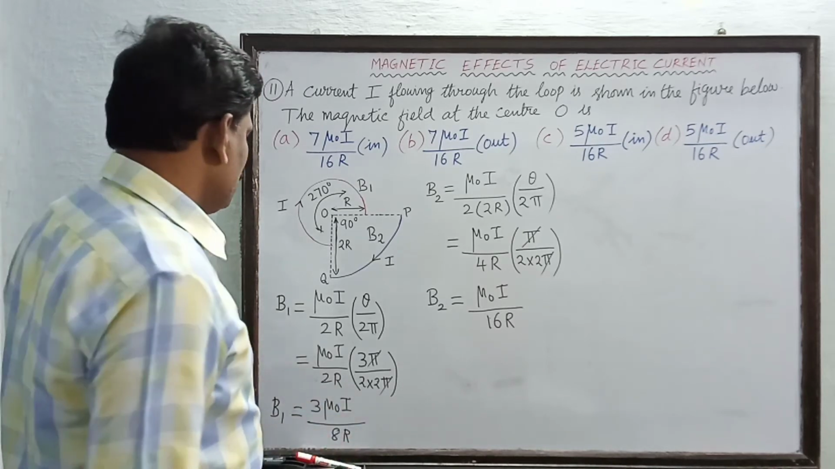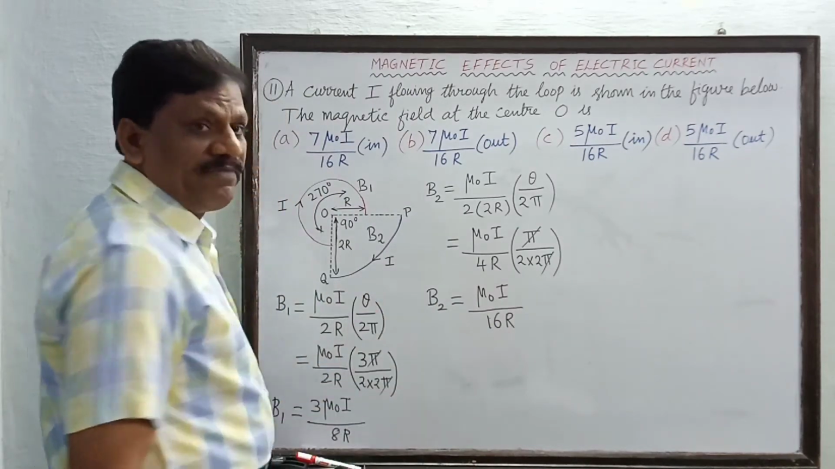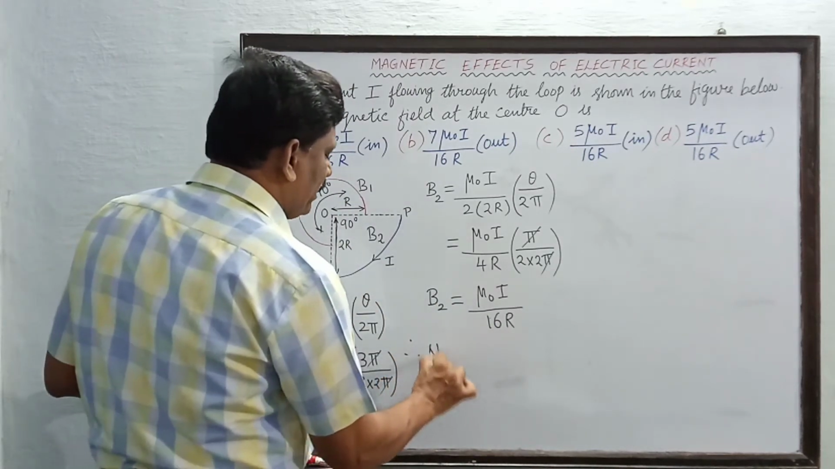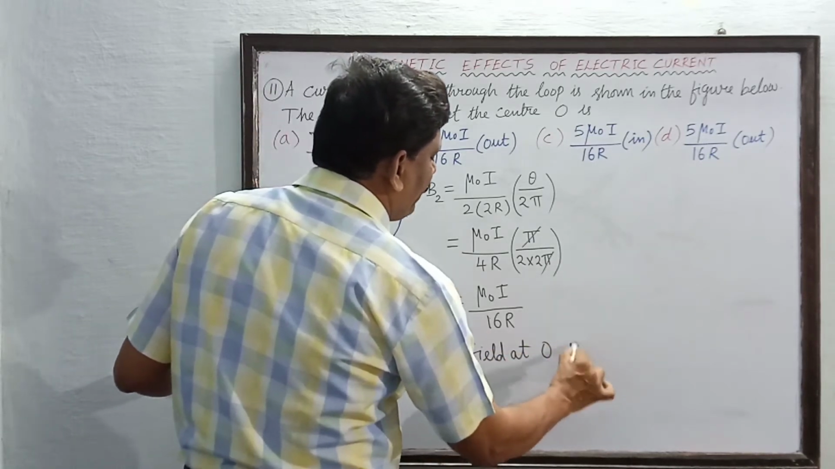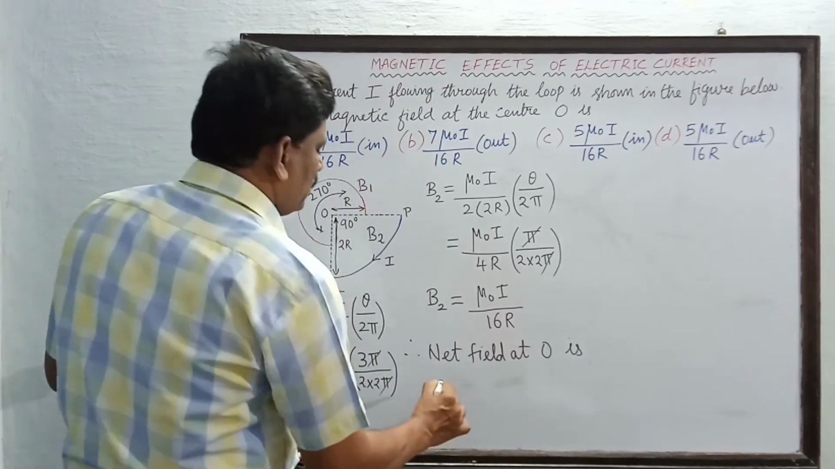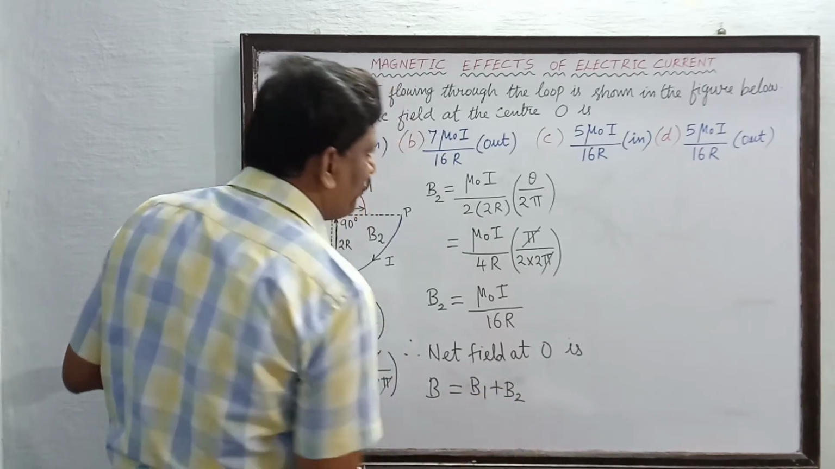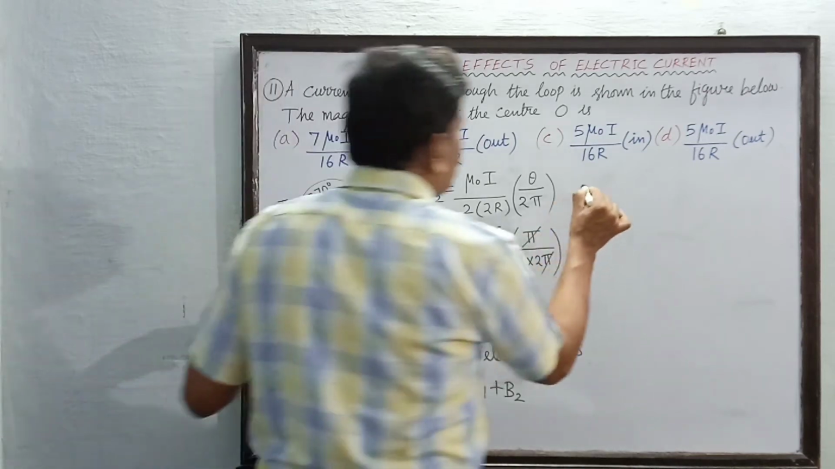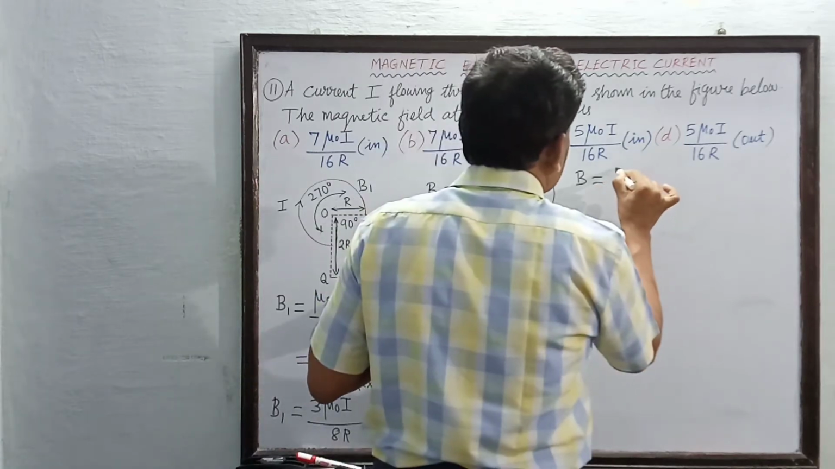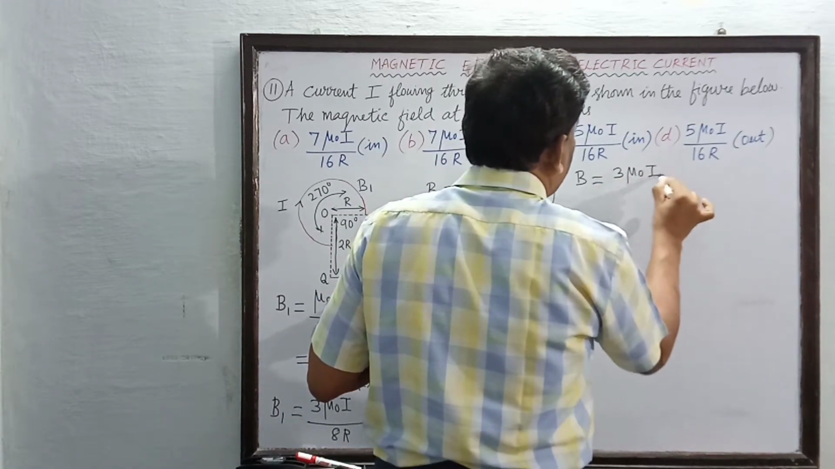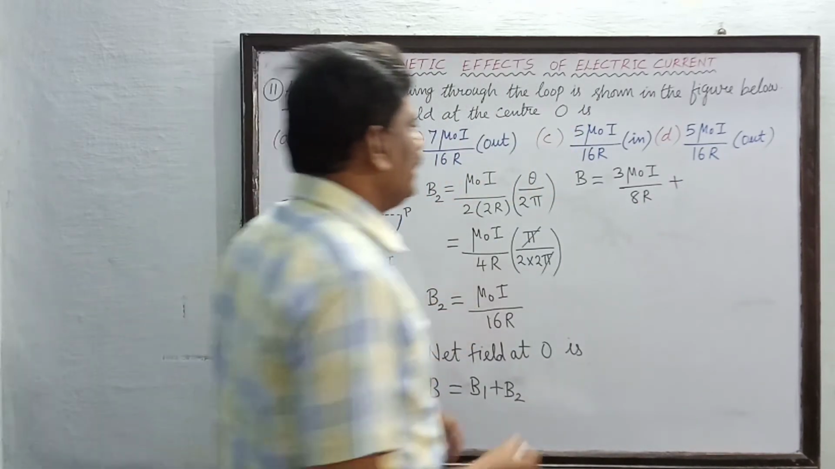Therefore, the net field. Net magnetic field at O is B equal to B1 plus B2. So I am going to add these two, B1 plus B2. So B is equal to 3 mu naught I divided by 8R plus mu naught I divided by 16R.